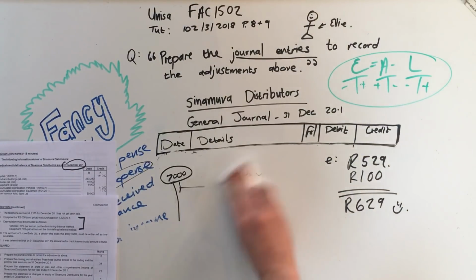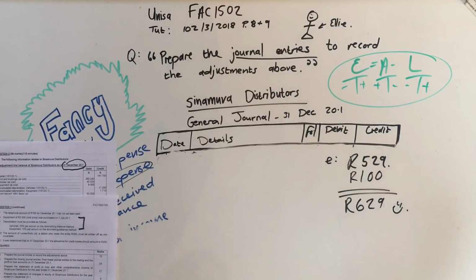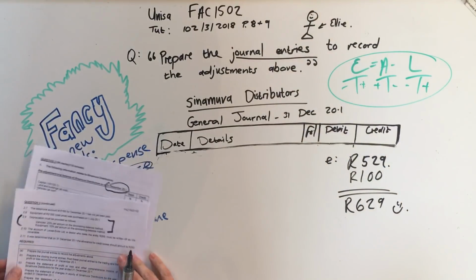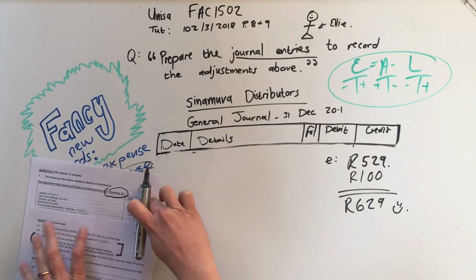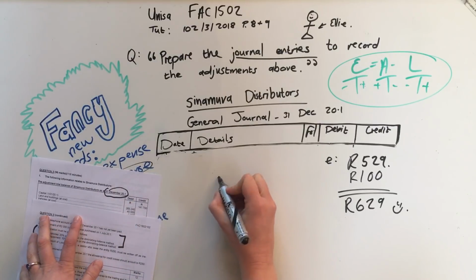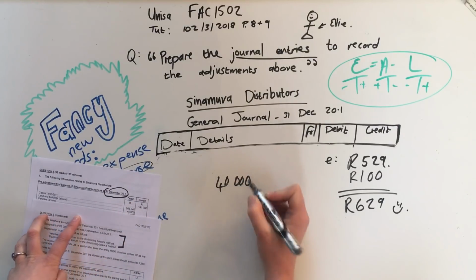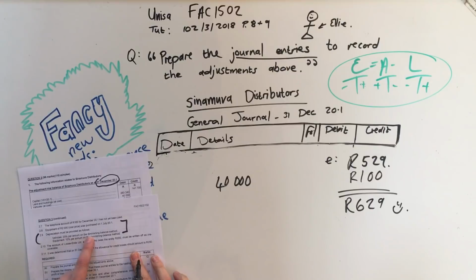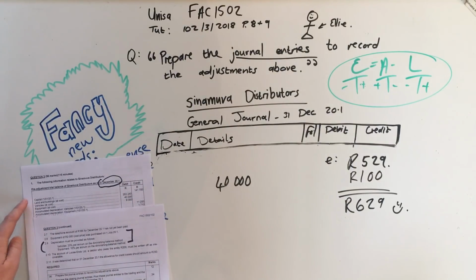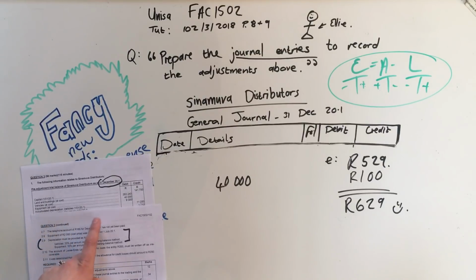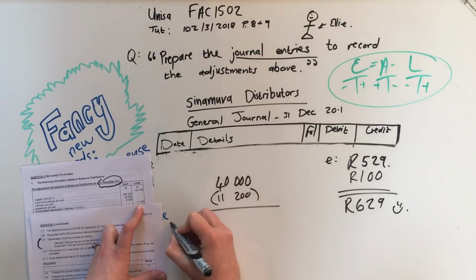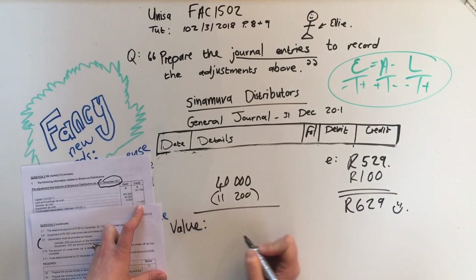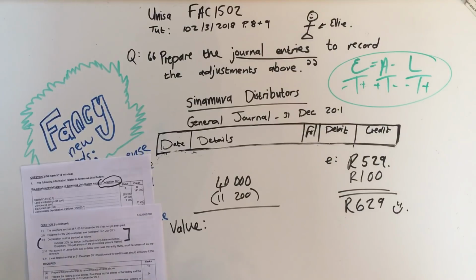Now depreciation on vehicles. So vehicle value at the beginning of the year. Vehicles at cost, 40,000. Vehicles 20% per annum on diminishing balance. So diminishing balance means take the accumulated away. So we look for the accumulated depreciation on vehicles, which is 11.2. We take that away to get a value. What's that, 29, 28?